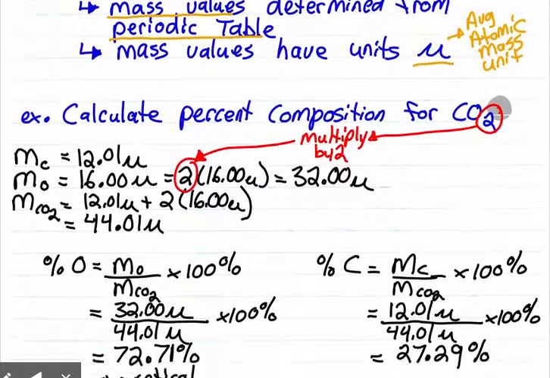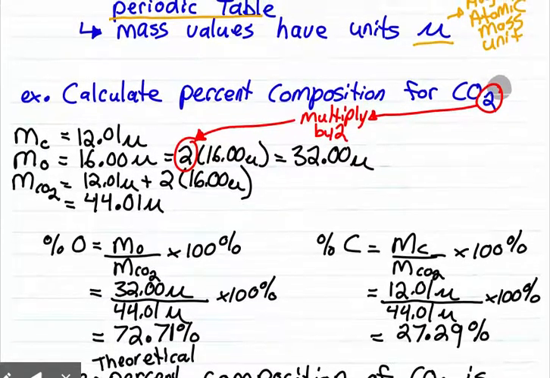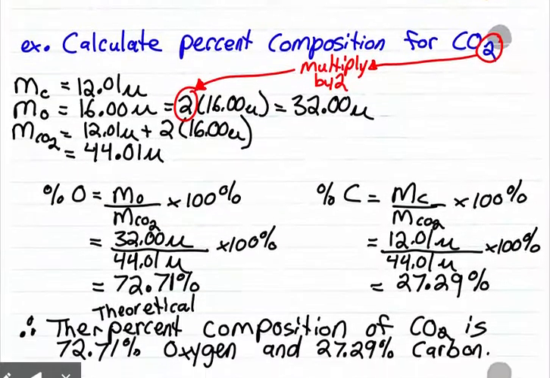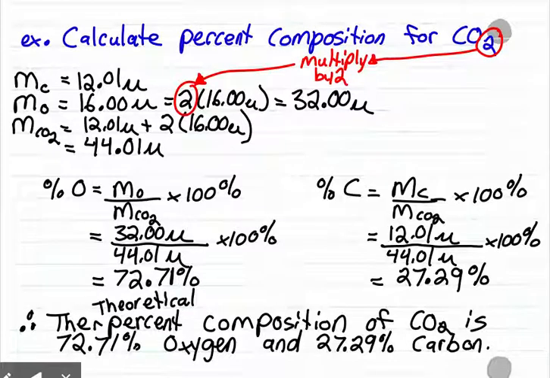We use exactly the same formula. So we are still using, for percent oxygen, mass of oxygen over mass of the overall compound, CO2, times 100%. We're still subbing in our data and solving. And then exactly the same thing for carbon. We're getting our mass of carbon divided by our mass of carbon dioxide times 100%. Sub in our numbers, get our percent, and we finish with a therefore statement. So the big learning, actually make sure you have this copied.